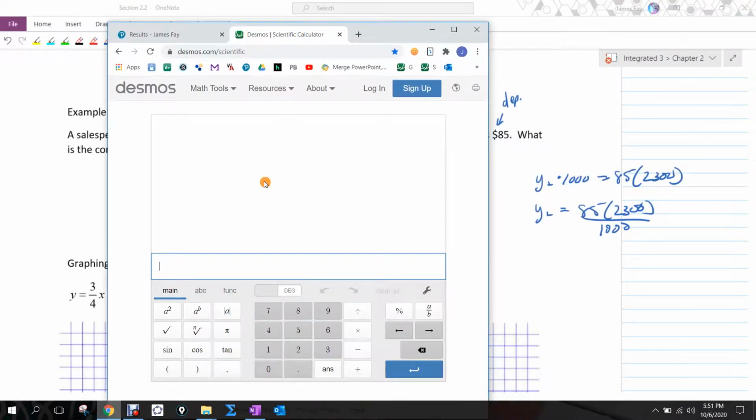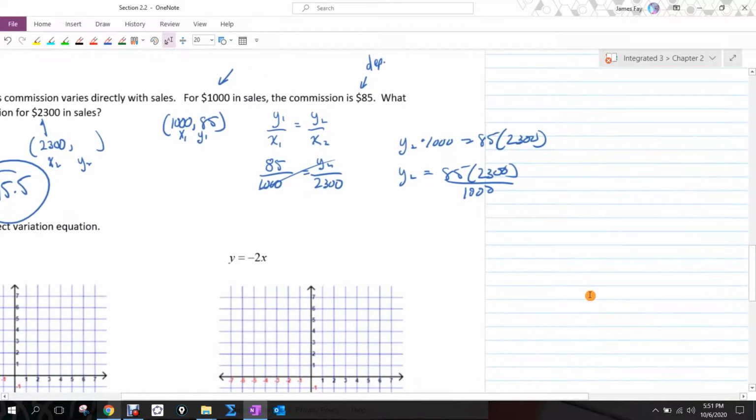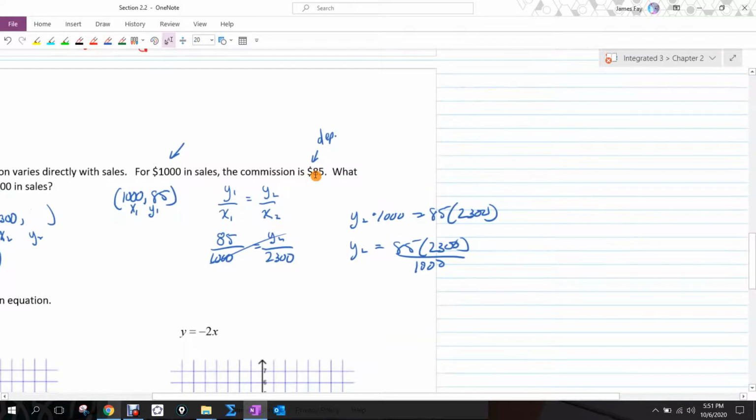So we had 85 times 2,300, and we'll divide that then by 1,000, and I should make $195.50. 195.5. And that's one way of doing it. Alternatively, we could do this. I think that's the easier way to determine a question like that.